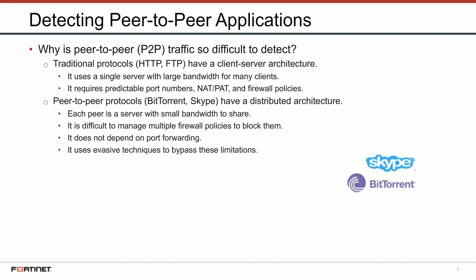Port randomization, pinholes, and changing encryption patterns are some of the techniques that P2P protocols use. These techniques make P2P applications difficult to block using a firewall policy, and also make them difficult to detect by proxy-based inspection. Flow-based inspection using the IPS engine can analyze packets for pattern matching and then look for patterns to detect P2P applications.